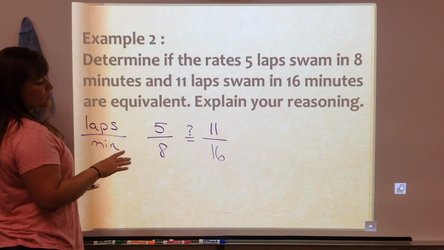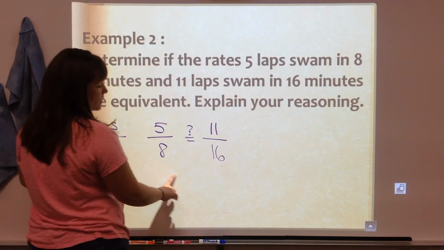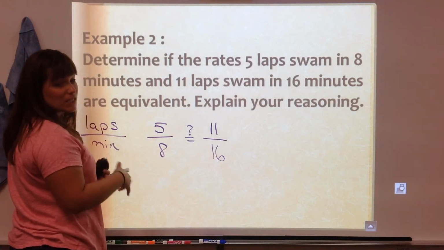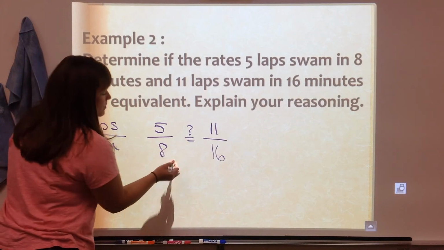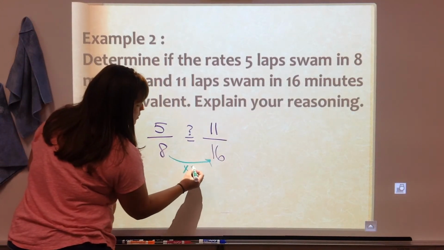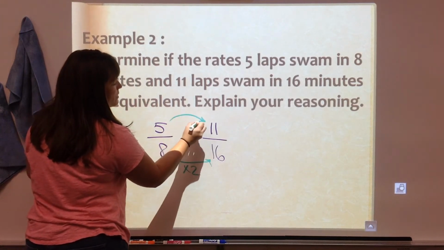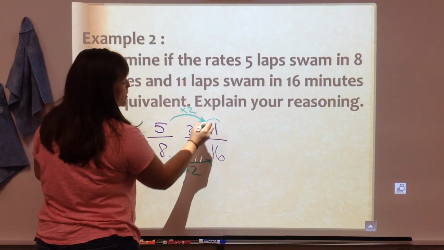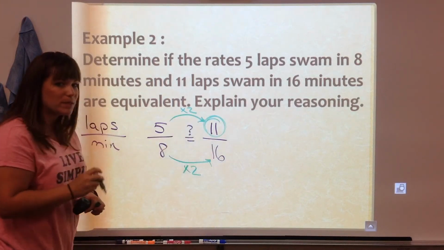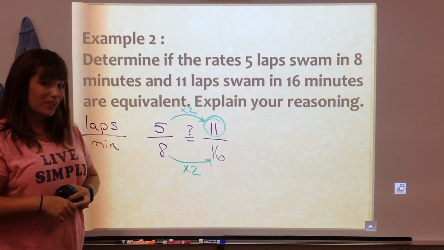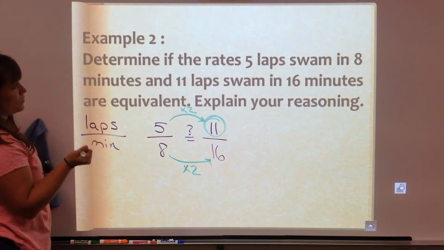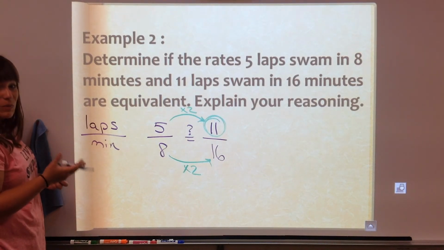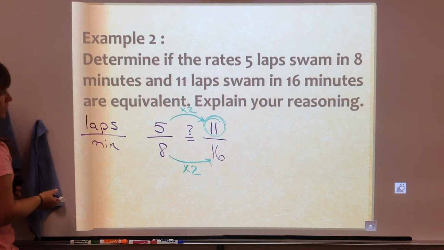So equivalent fractions, I want to see what times 8 will give me 16. See if that's an equivalent fraction. So I can multiply this by 2. But if I do the same thing, this is the problem. It should be a 10 if they're equivalent, and it's not. So here will be my written explanation to the answer. So here's my explain my reasoning sentence.